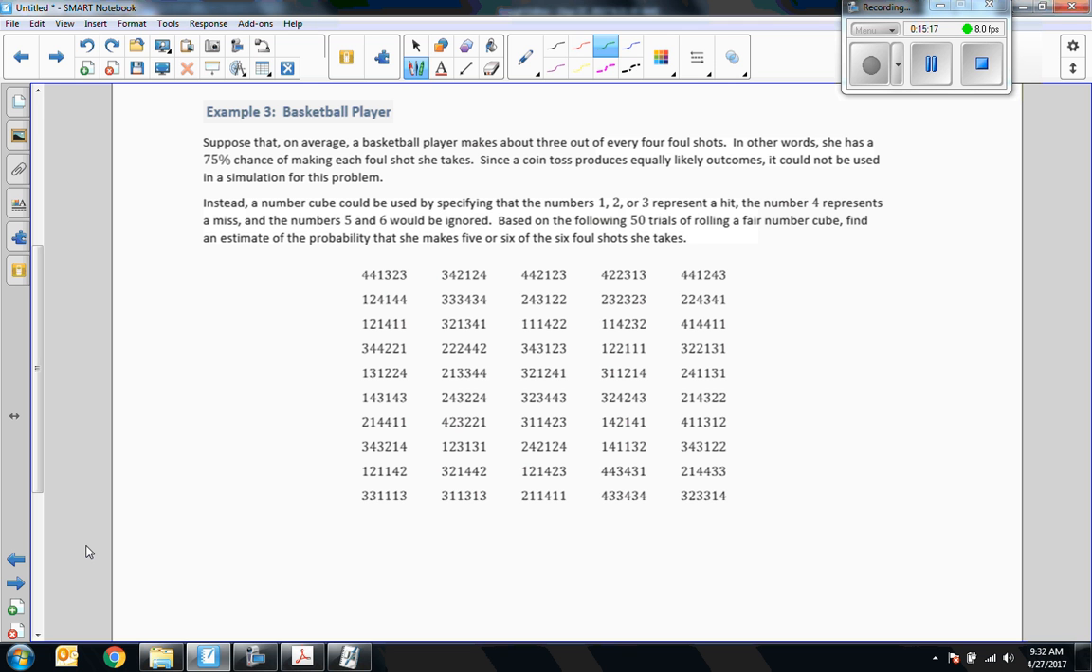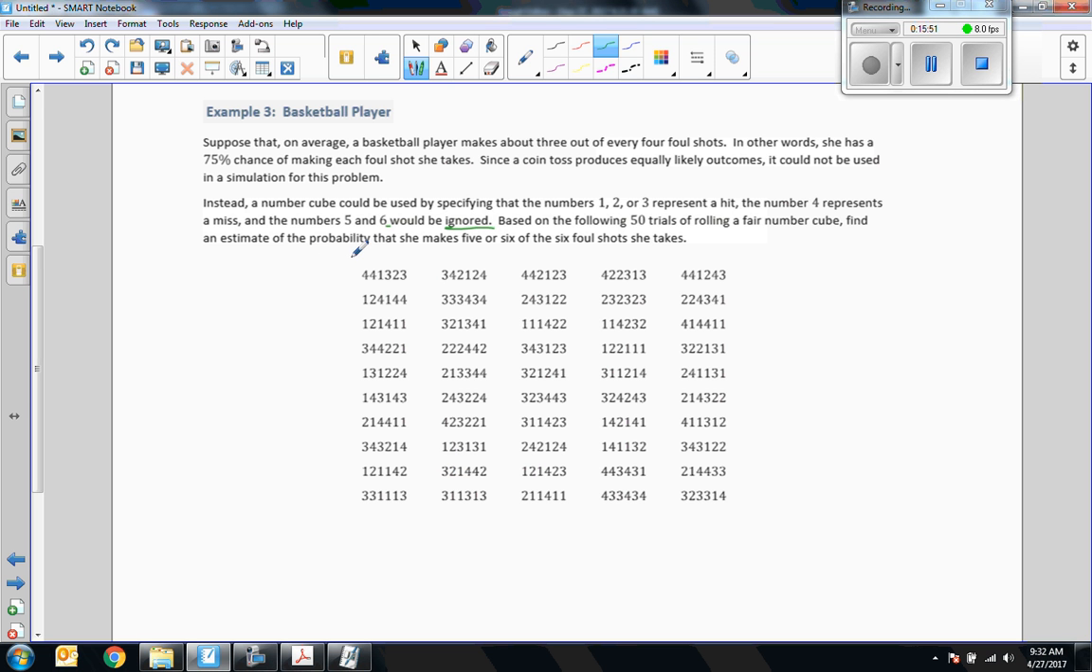Based on the following 50 trials of rolling a fair number cube, find an estimate of the probability that she makes 5 or 6 of the 6 foul shots she takes. So if you look in here, we only have 1s, 2s, 3s, and 4s. 5s and 6s were ignored. We also could have used that tetrahedral die of 4 sides. We wouldn't have to ignore any. Every side would be used. But anyhow, those aren't as common as a regular die. So here are our outcomes.